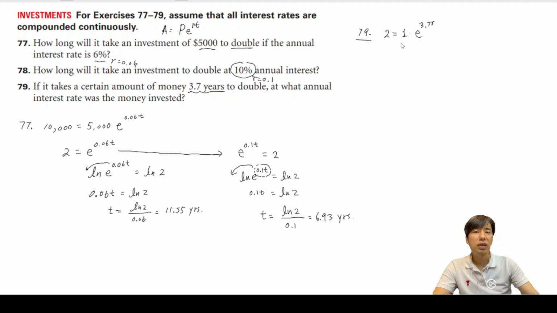Let me apply a natural log on both sides. So ln e to the 3.7 r is equal to ln 2. Take this and bring it over here. So 3.7 r times ln e. ln e is 1, so I'm not going to write that. It's equal to ln 2. So r is ln 2 over 3.7.